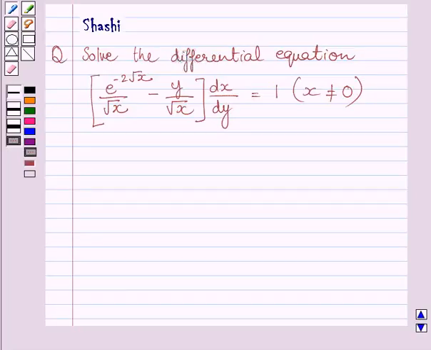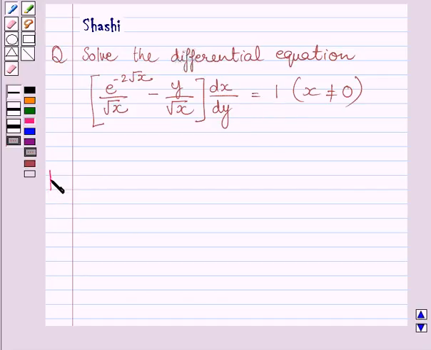Let us discuss the following question. Question says, solve the differential equation. Given differential equation is e raised to the power minus 2 root x upon root x minus y upon root x multiplied by dx upon dy is equal to 1.